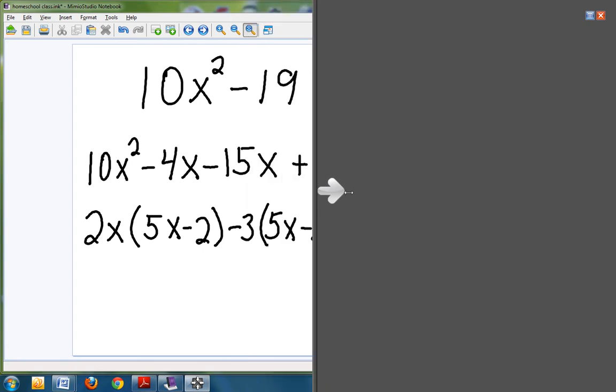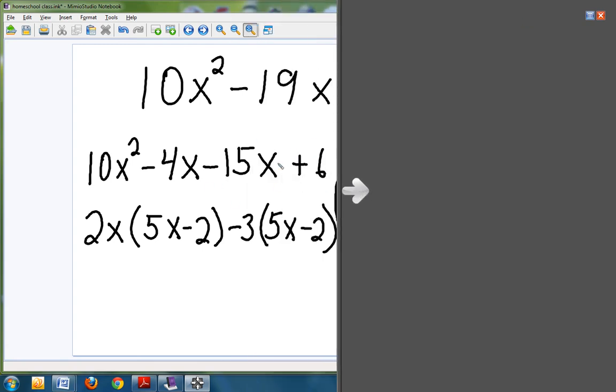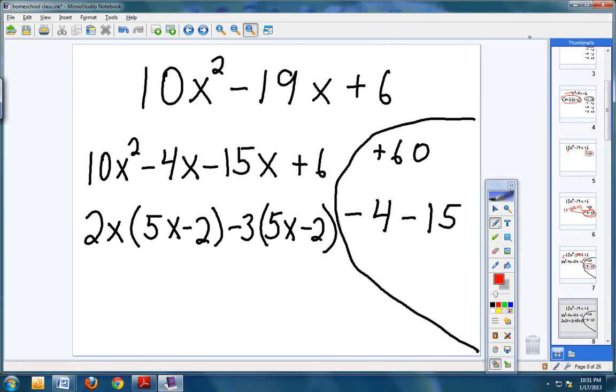And then we look at these last 2 terms right here. What number goes into 15 and 6 evenly? Well, 3 does. I hope I'm not annoying you, but I really want to make sure you get this.